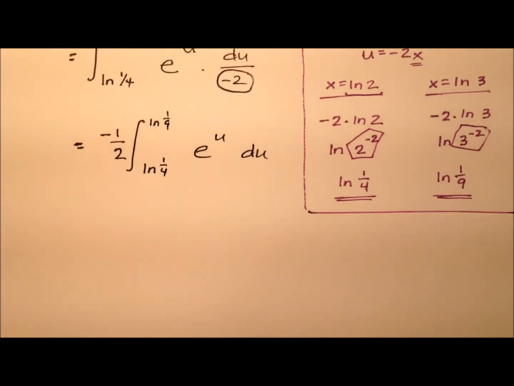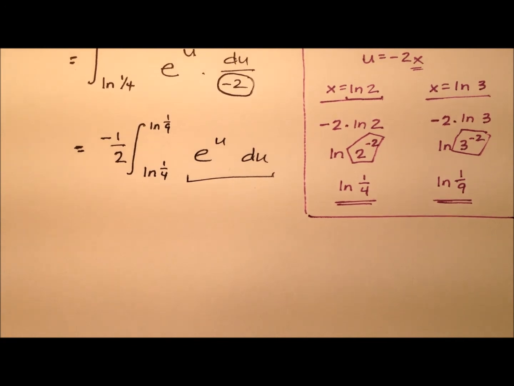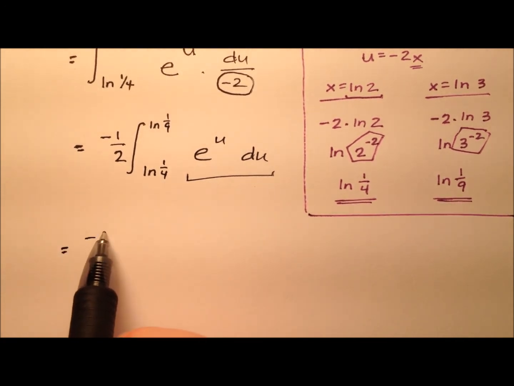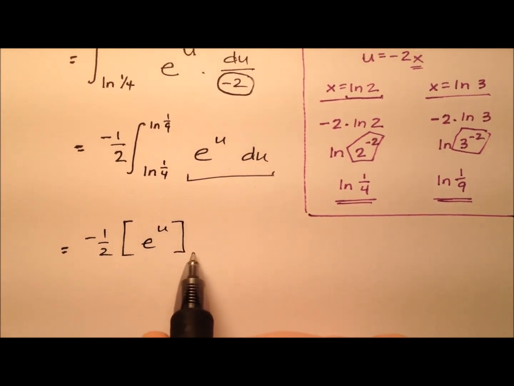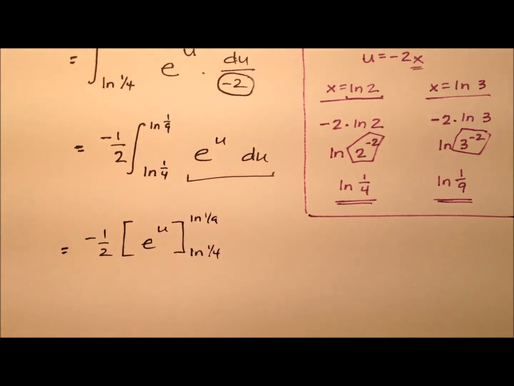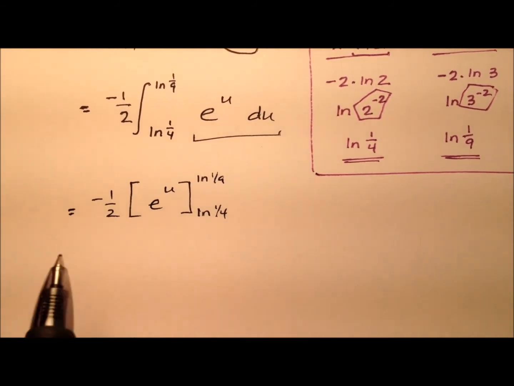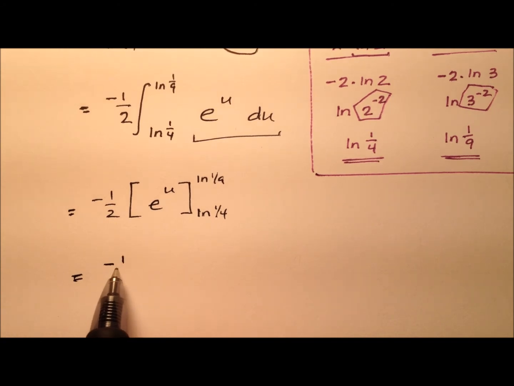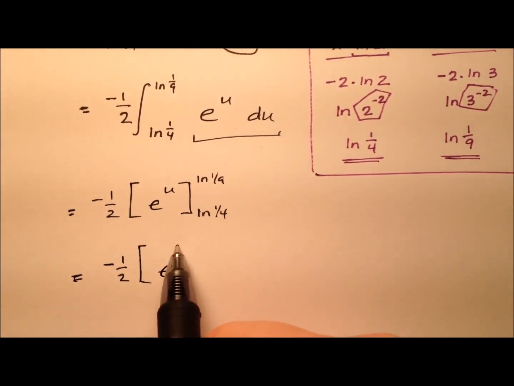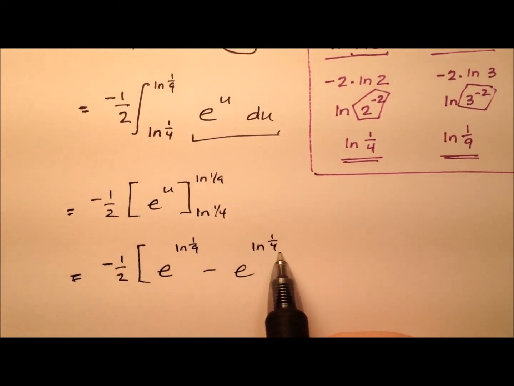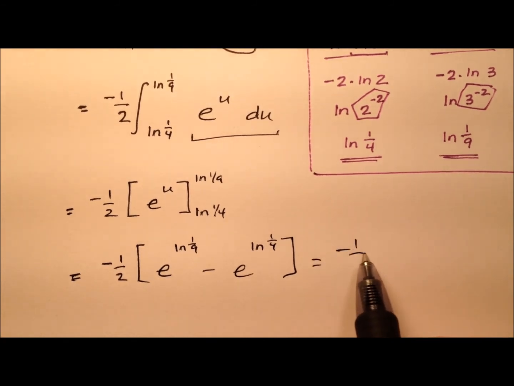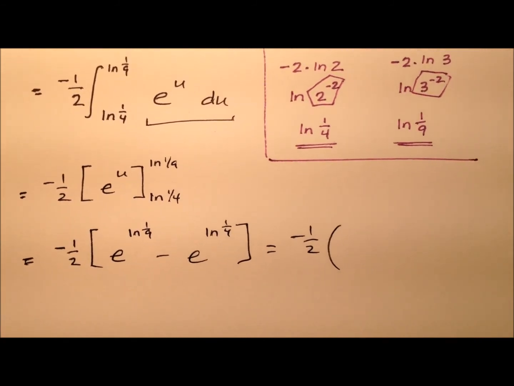du. Okay, and that is a very simple integral, because the integral of e to the u is just, well, yeah, e to the u. And so our limits of integration then are the natural log of 1/4 to the natural log of 1/9. So let's just go ahead and plug these in and see what we have. So negative 1/2 times, and we have e to the natural log of 1/9 minus e to the natural log of 1/4. So that'll be a negative 1/2 times.